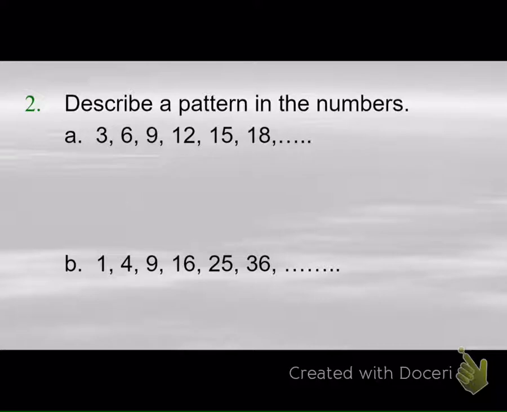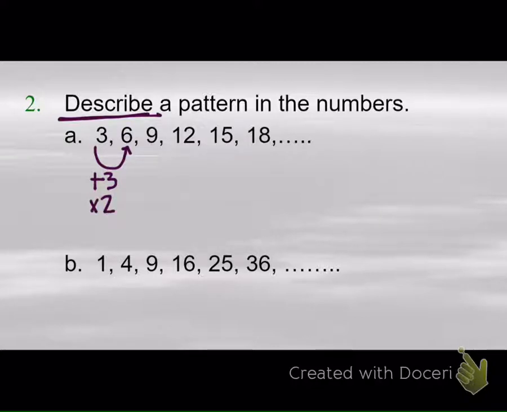Now next, what does it ask us to do? Good. Describe a pattern in the numbers. Do we have to answer the pattern, or do we just have to tell what's going on? Tell what's going on. Good. So how do I get from 3 to 6? I'm adding 3. What else could I do to get from 3 to 6? Times 2. Good.